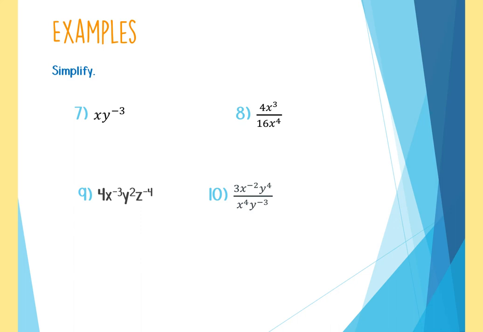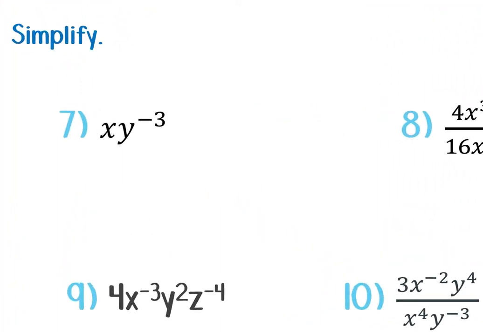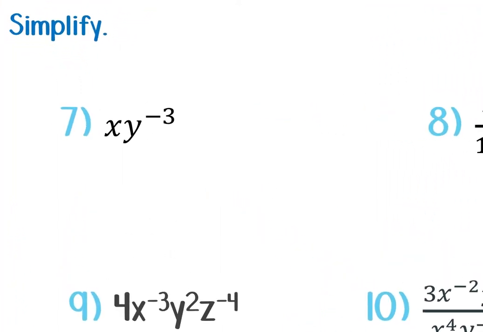All right, some additional examples here. Again, directions just say simplify. So when we look at number 7, x does not have an exponent. The only one that has the exponent is the y to the negative 3. So we're going to move just the y to the denominator. The x stays in the numerator, the y gets bumped to the bottom, and the exponent is now a positive 3.